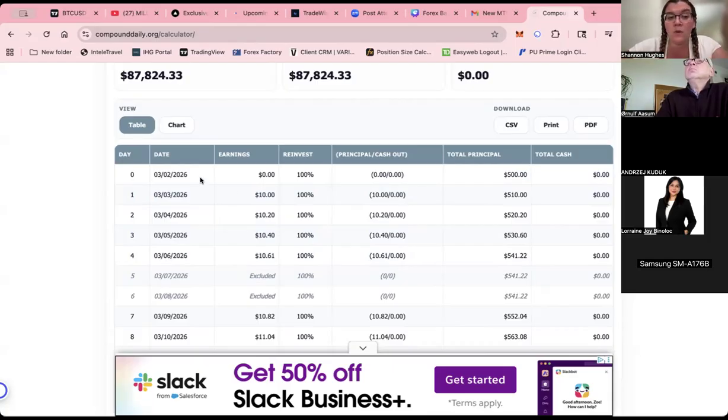Now, this is just one way to do a trading plan. So this is a compounding plan. You don't have to do it like this. I know a lot of people have a monetary trading plan. When I say that, I mean they have like a dollar amount.